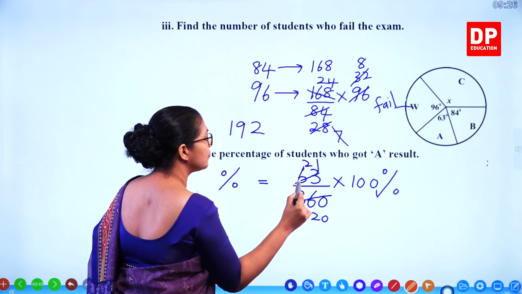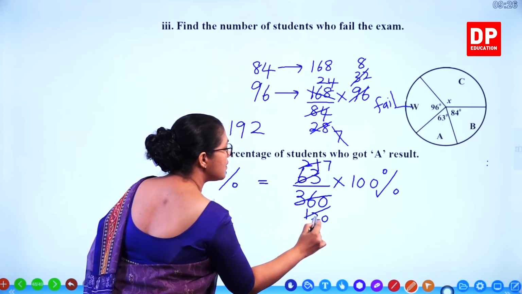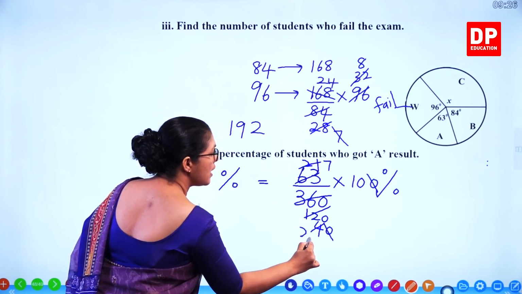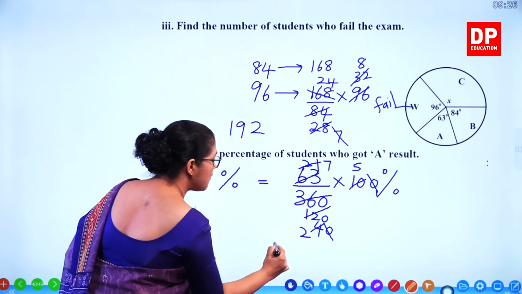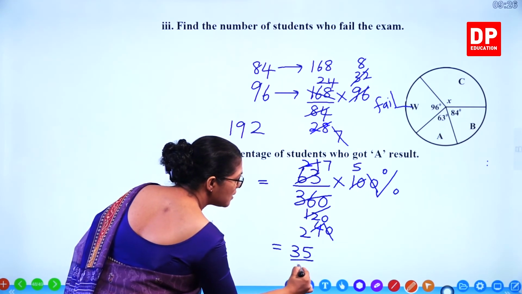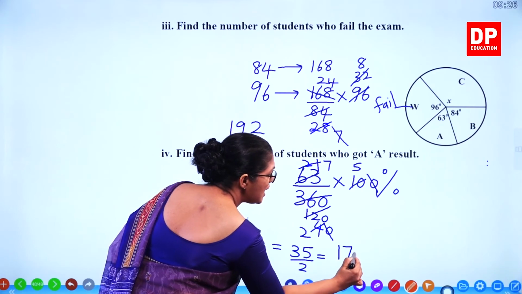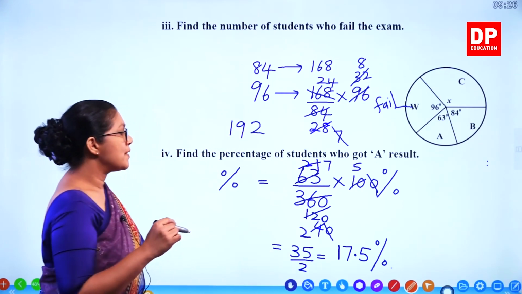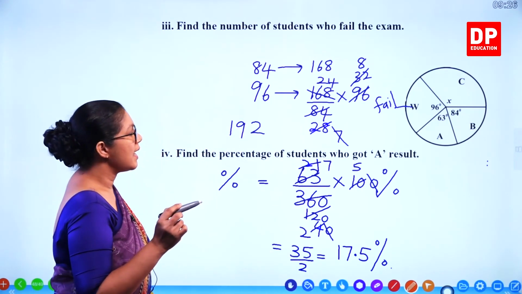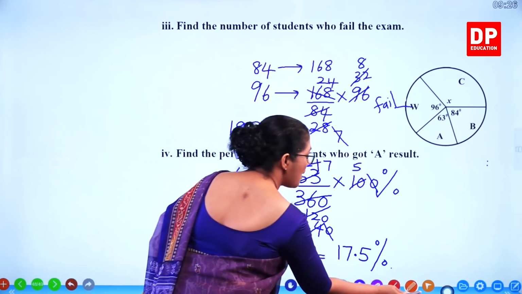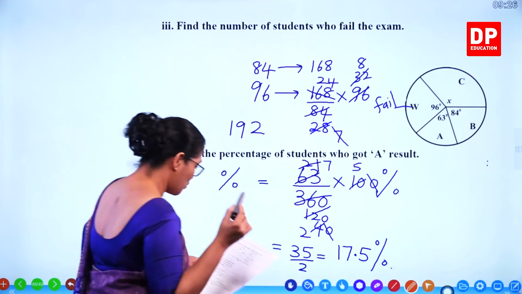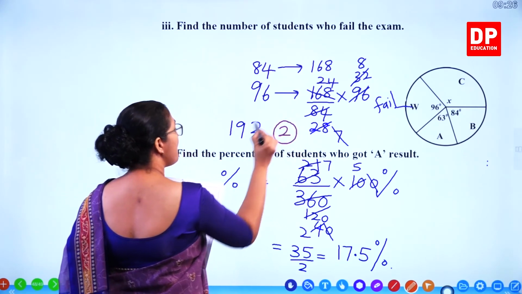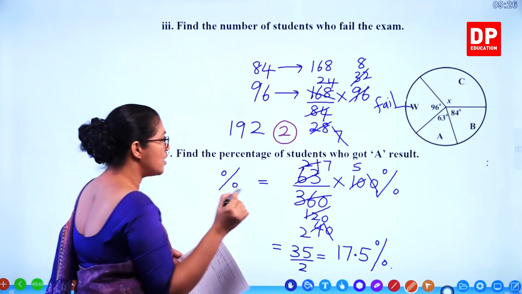Then 3 times 7, 3 times 40. This 0 gets cancelled out here. 2 here with 5. 35 divided by 2. What's 35 divided by 2? 17.5%. 17.5% of students got result A. So we'll check how many marks for these two. So you are getting 2 marks for 192 in this step, and 2 marks for 17.5.